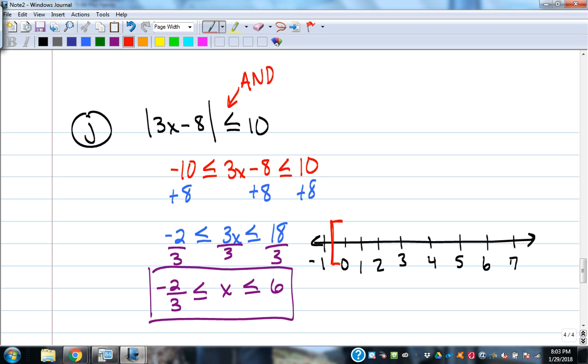We'll put a bracket there. Why am I using a bracket? Because it's got an equal to mark, right? And I'm opening it toward the 6. Because the and problems, the answers are in the middle. Just like x is in the middle of our inequality. Go to the 6. Bracket there. Answers. All these numbers in between.